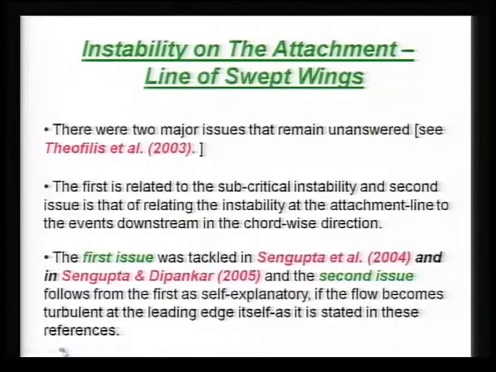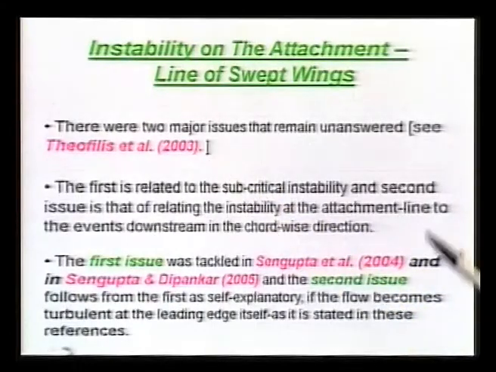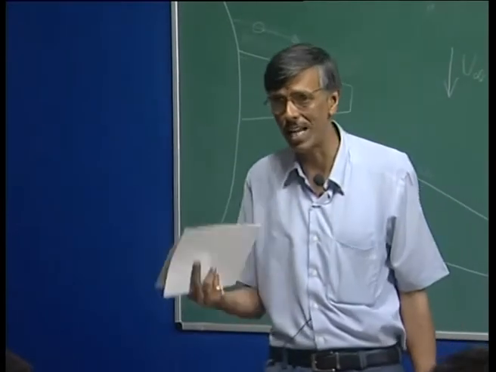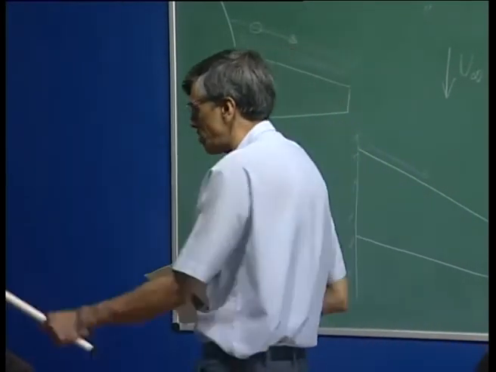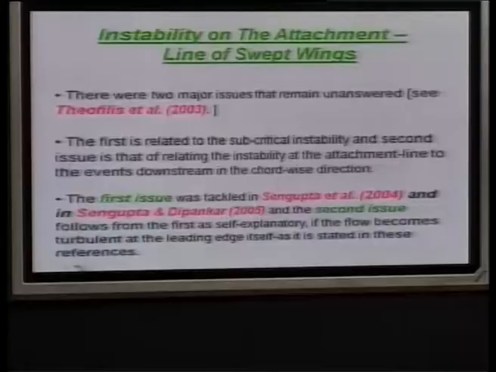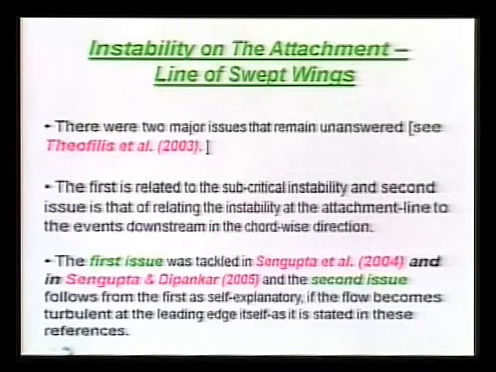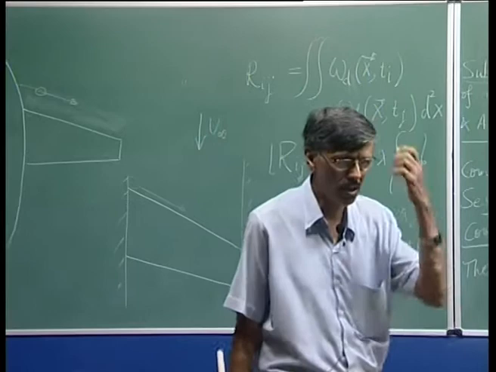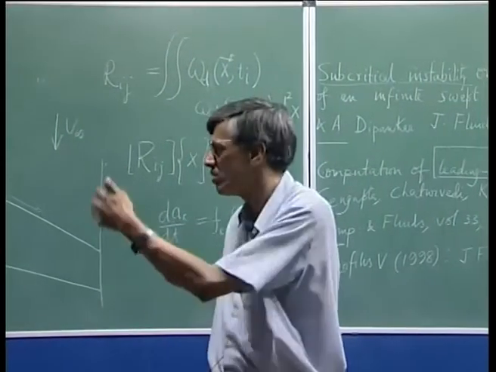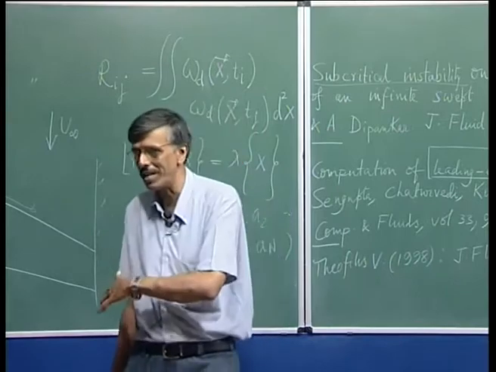Now, Theophilus and his co-authors wrote in 2003 in a JFM paper that till that date there were two major issues that remained unanswered. The first is, of course, related to the phenomenon of subcritical instability right in the attachment line plane itself. That is the first issue, and this is what we try to do in this couple of papers. There is also a second issue: if the flow becomes turbulent at the leading edge, what happens to the flow subsequently over the wing.